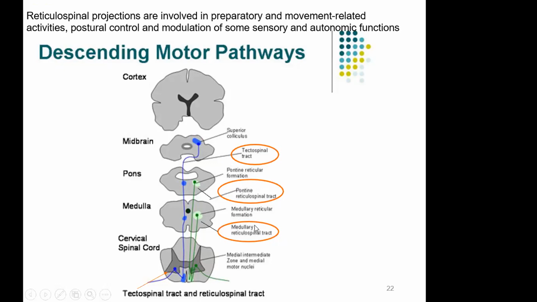So these are the two that we just discussed on the last slide. Pontine, we're starting in the pons; medullary, starting in the medulla. Again, descending, and we are not crossing over, as compared to the tectospinal tract, which does cross over and descend. These projections are involved in preparatory and movement related activities, postural control, modulation of some sensory and autonomic functions, just because that reticular formation is so big and receives and sends so much information.